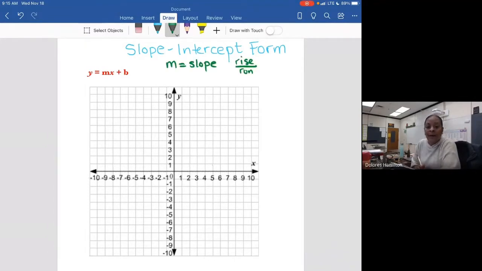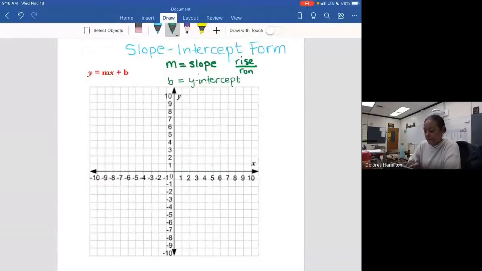So we know in that y equals mx plus b equation that m represents our slope, how far up and how far across we have to go, rise over run. Now we're bringing in our new friend, b. And b is defined as our y-intercept. Let's talk about that term for a second. The definition of a y-intercept is where a graph crosses the y-axis.